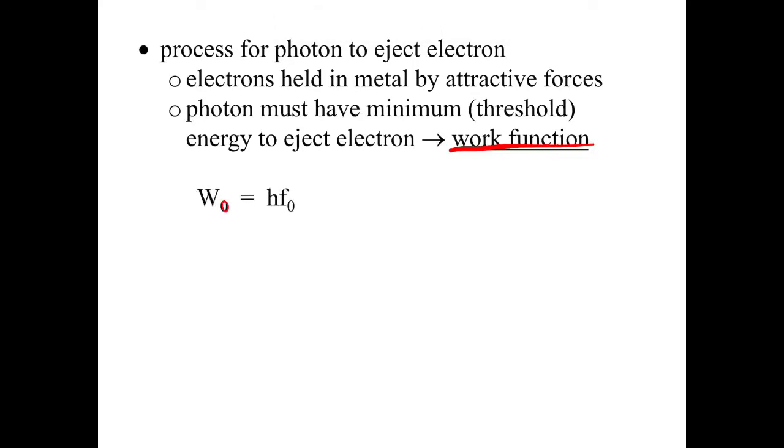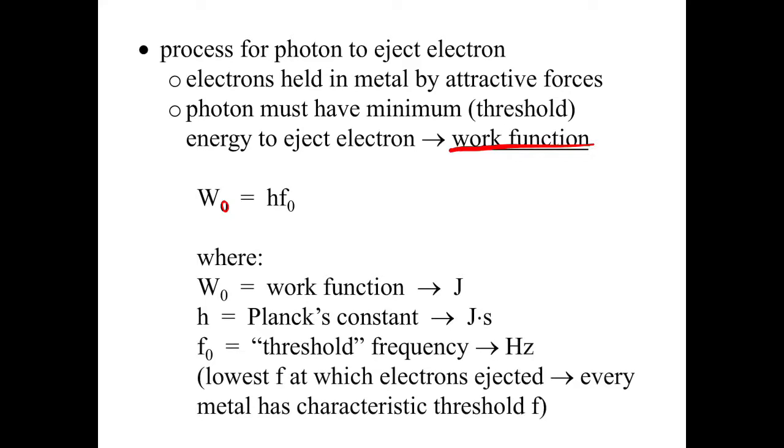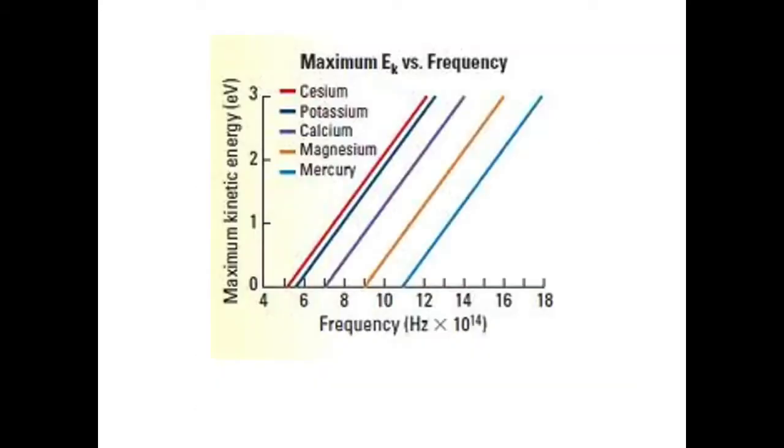Okay, so we call that W naught, this little zero down there, and that's equal to h, Planck's constant, times the threshold frequency, which again is different for every metal. So that's something that would be given to you. Okay, so there we go. W naught is our work function in joules. h is our Planck's constant in joules times seconds. And then, of course, f naught is our threshold frequency, so the lowest frequency at which electrons can be ejected from a certain metal.